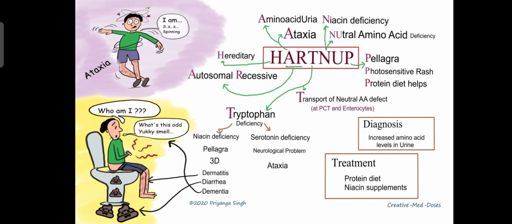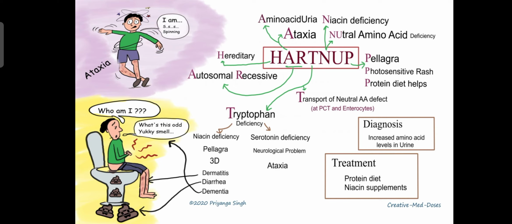Hartnup disease is a metabolic or congenital disorder. It occurs due to malabsorption of the amino acid tryptophan from the intestine as well as in the renal. Due to that, the person suffers from niacin deficiency because tryptophan is responsible for the formation of niacin. Then he suffers from pellagra, dermatitis, diarrhea, and dementia.